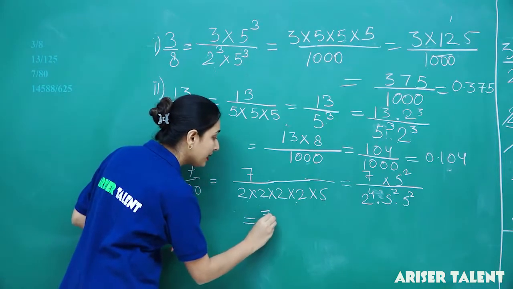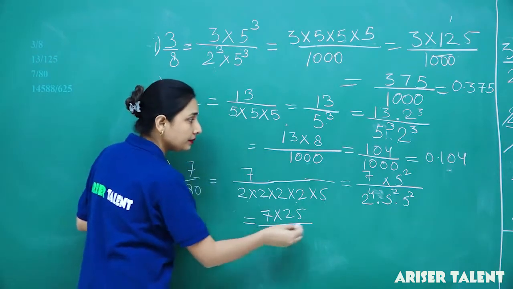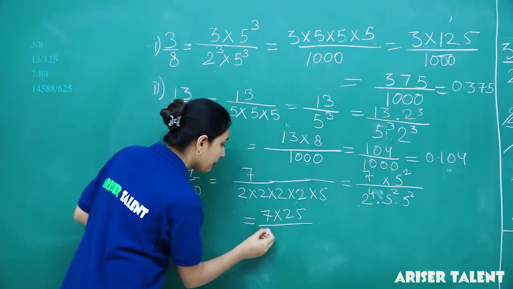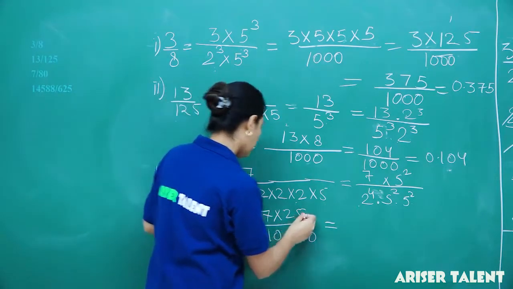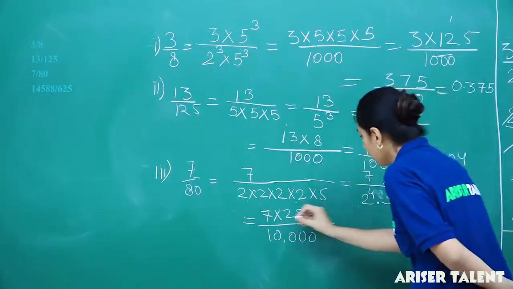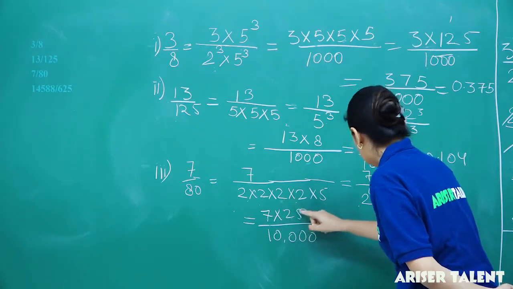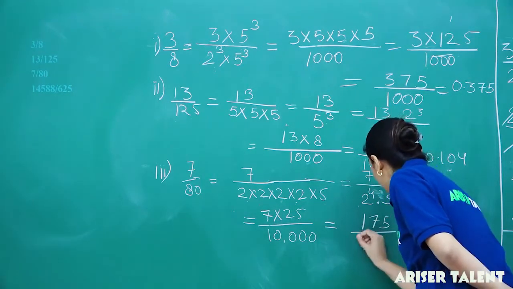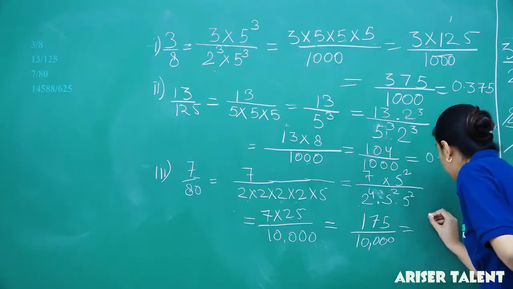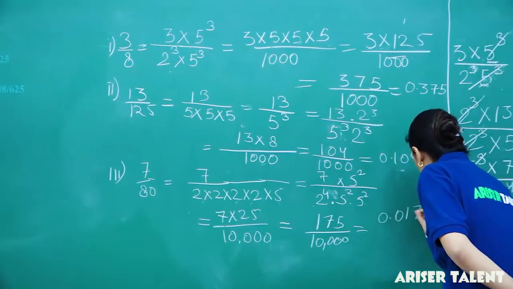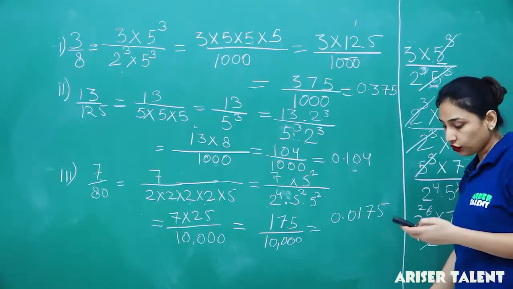Now what will it become? 25 here, that will become 10,000. So multiply 7 by 25: 175 upon 10,000. That will be nothing but 0.0175. The fourth we will do on your own.